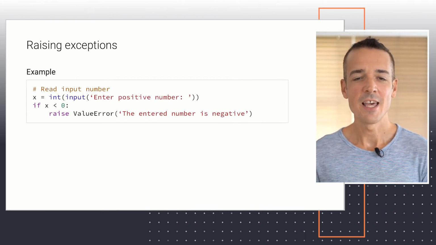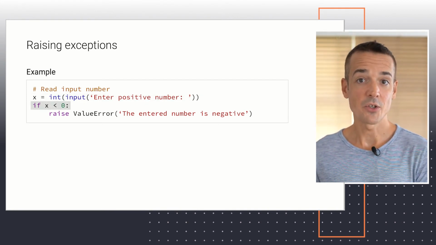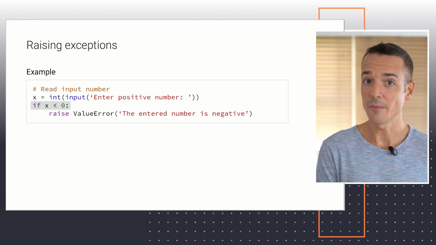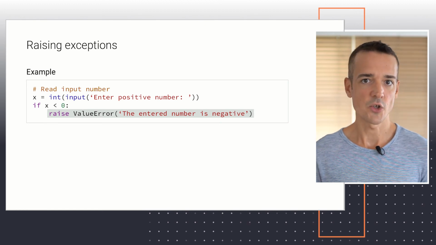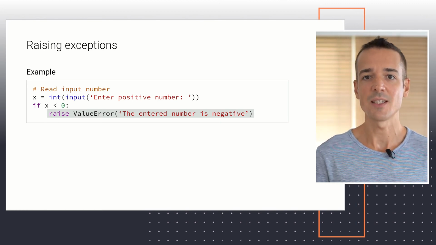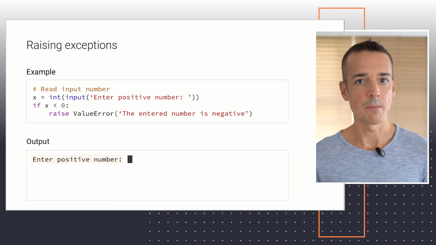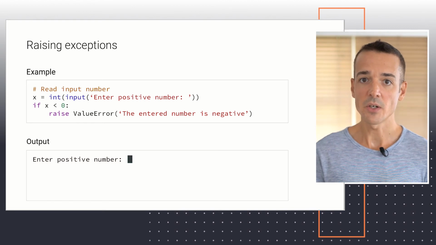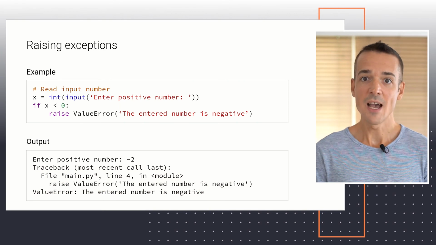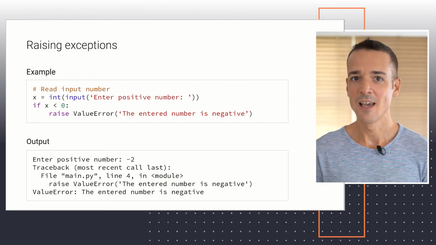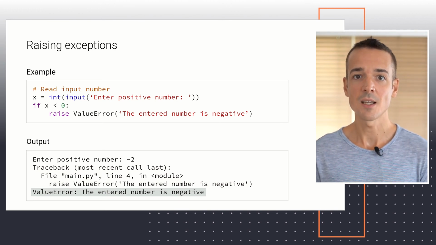Here's an example. The following short program asks the user to enter a positive number. If the number entered by the user turns out to be less than 0, the program raises an exception of type ValueError explicitly, whose description indicates that the entered number is negative. When we execute this program, its output says, enter positive number. If we now enter a negative number, say minus 2, Python terminates the program with a similar output as we've seen in previous examples. This output reflects the exception type and description we used in the raise statement in our code.